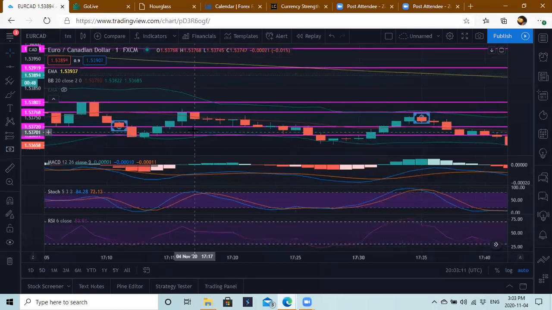Meanwhile, I missed it right here. You see it? Stoch right here, and I could have caught it. Boom, boom, boom. But I missed it. But my RSI wasn't ready.